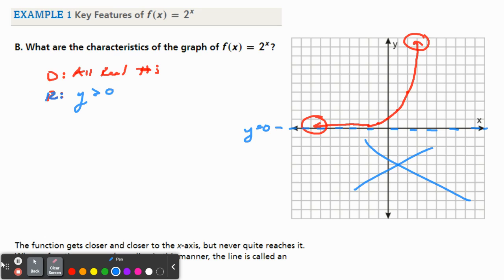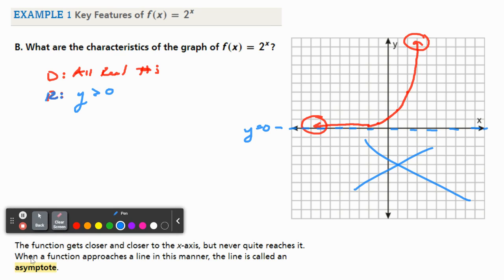Down here, they use a word that I didn't know they were going to use, but it's here. So it's called an asymptote, right? When the function gets closer and closer to the x-axis but never reaches it, this dotted line I just drew is called an asymptote. You'll do a lot more of that with Algebra 2.